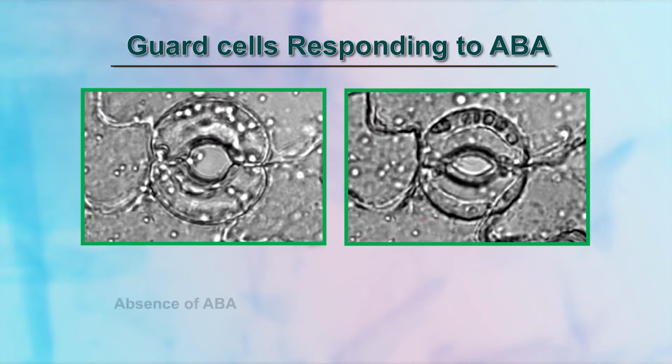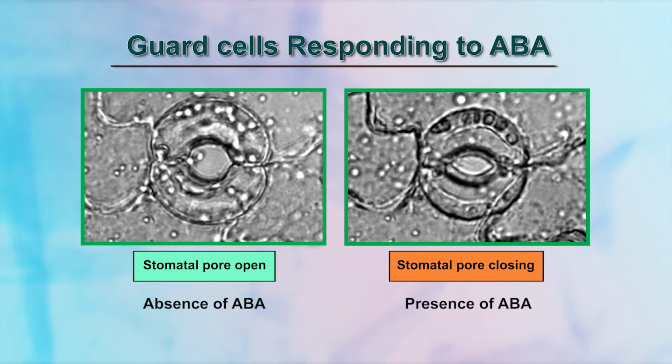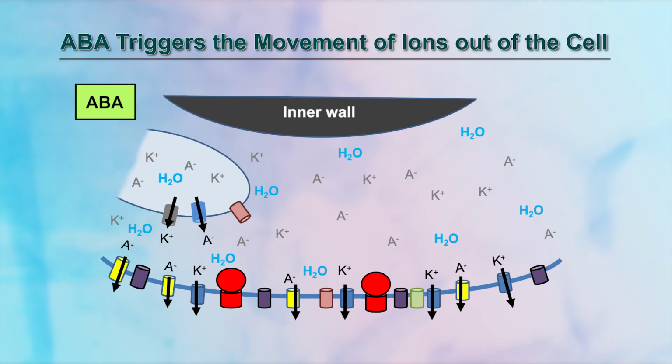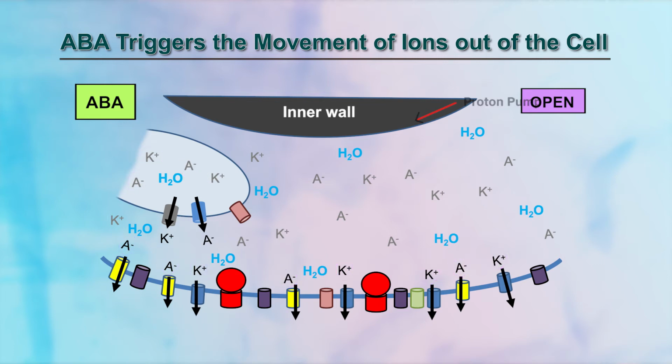These pictures show how, in absence of ABA, the stomatal pore is open, and in its presence, how they start closing. Now, when ABA is there, it causes the ion channels which export potassium ions, chloride ions and many other ions to get opened. At the same time, ABA inhibits the proton pumps present in the guard cells. All these lead to depolarization of the guard cell membrane.